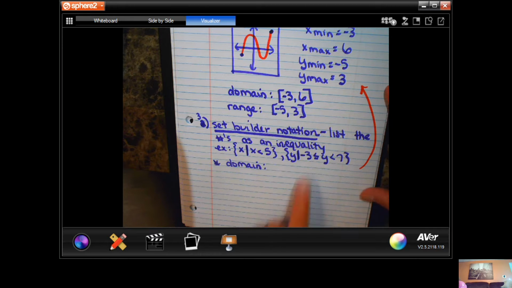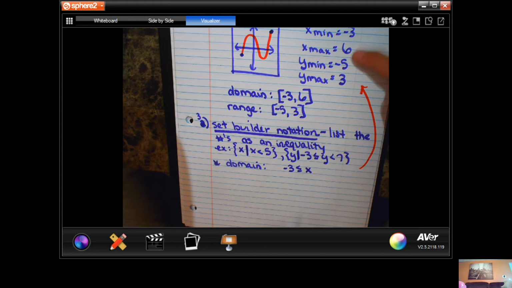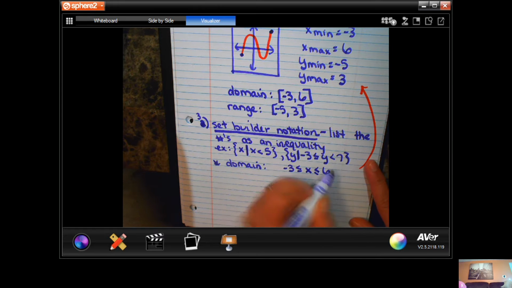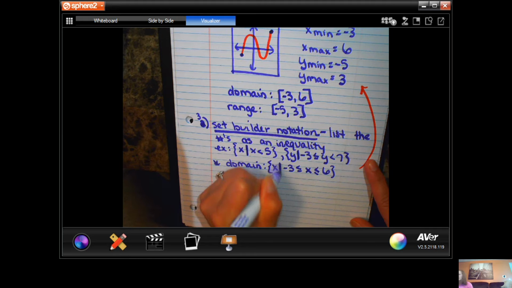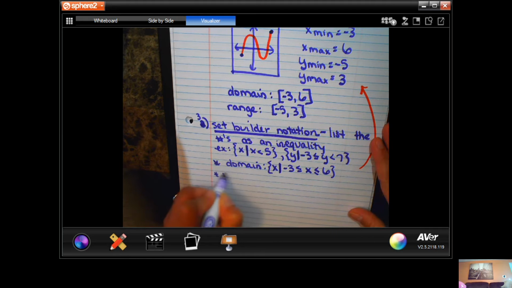So I'm going to make it look like this with an X. I start with -3. It's included, so I put less than or equal to. My domain is my X's, and it's less than or equal to 6. That means that we are going from -3 to 6. That's your domain, but I can't forget that extra stuff. I need squiggly lines around it, my brackets, and I need the letter I'm representing, which is my X, in the front.